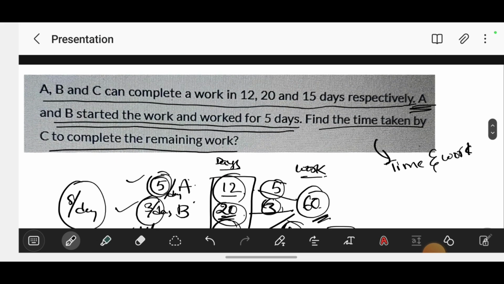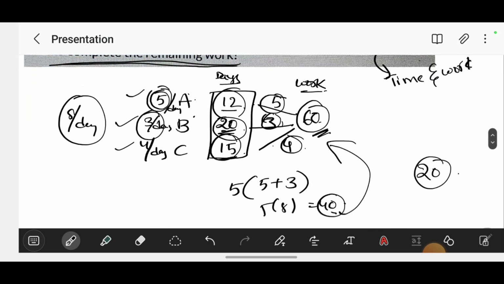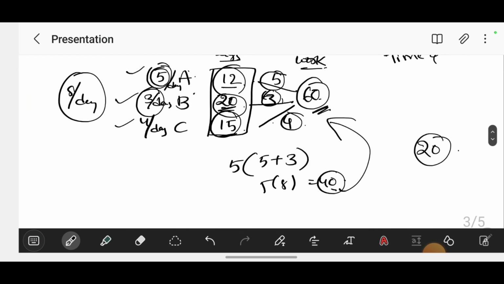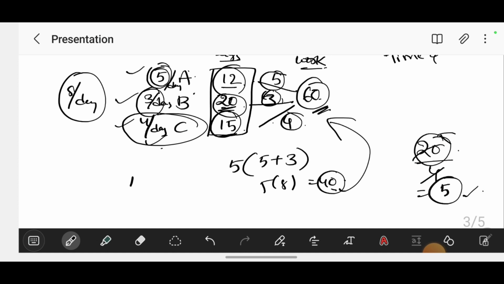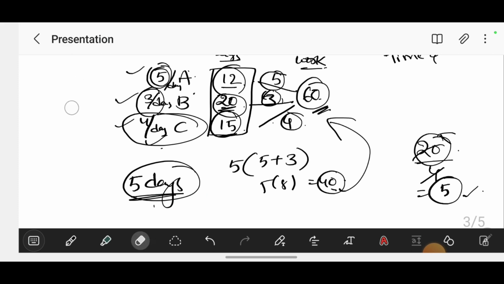And he is saying, find the time taken by C to complete the remaining work. That means only C is working for the remaining work, and C does 4 units per day. So to complete 20 units of work at 4 units per day, it should be 5 days. So the remaining time C took to complete the remaining work is 5 days, since 5 4s are 20. Okay, you get it?